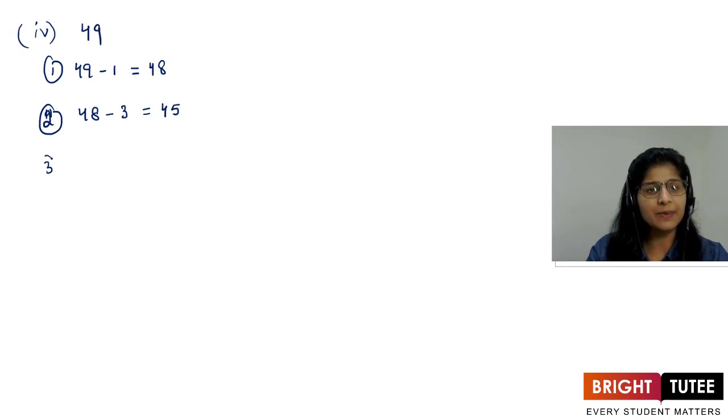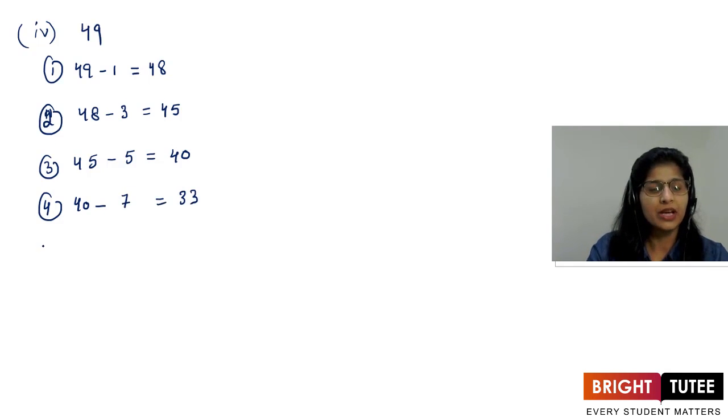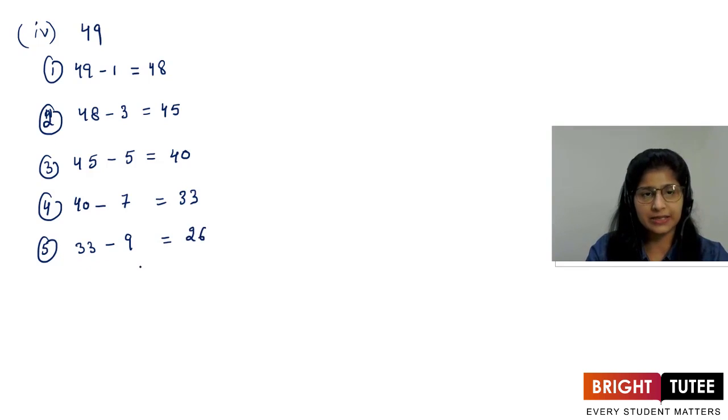The next step is from 45 we will subtract 5. We get how much? 40. The next step is from 40 what is the next odd number? 7. We are going to get 33. The next step, that means the step number 5, is from 33 we are going to subtract 9. If we subtract 9 from 33, how much we will get? We'll get 24.